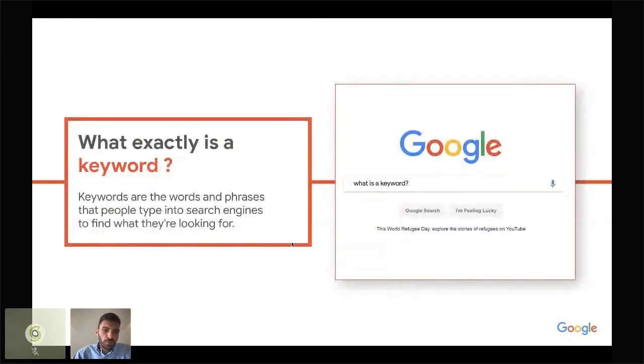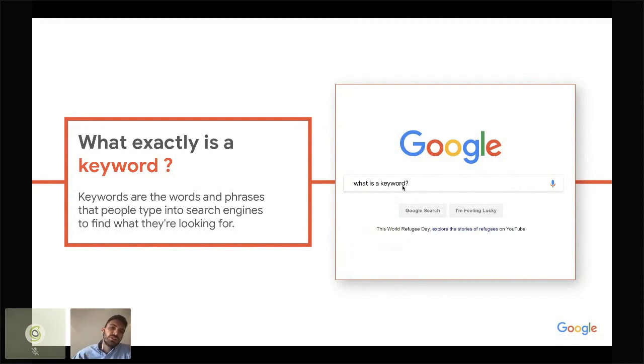Let's start with keywords. So what's a keyword? They are the words or phrases that people type into search engines to find what they're looking for. The truth of the matter is that this is not a keyword. This is a search term, what I'm searching for.